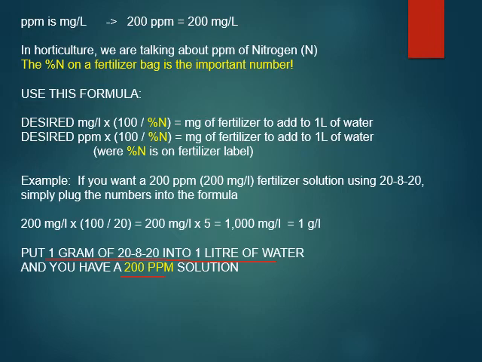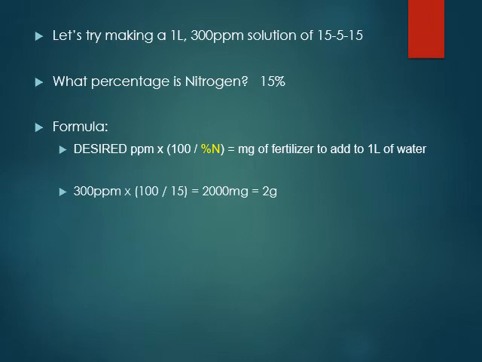It's important that you go through this. You can watch the video over again, walk through this again, make sure you understand how to do this. So let's try a 1 liter, 300 ppm solution of 15-5-15. So what percentage of that is nitrogen? 15%. So there's the formula. What's our desired ppm, times 100, divided by the known percentage of nitrogen in the fertilizer. So the desired ppm is 300 times 100 divided by 15 from the fertilizer, for nitrogen, equals 2,000 milligrams, which means 2 grams goes in every liter of water to make 300 ppm.